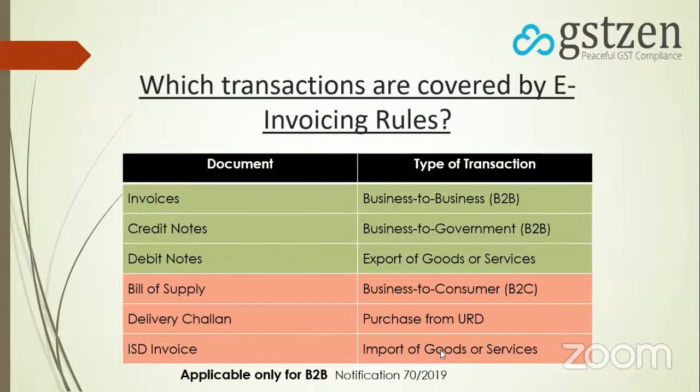Now, for which kind of transactions is it not applicable? That is business to customer, B2C. If you are selling to a non-registered person in India, that is a B2C sale, you do not have to generate it. You will not be able to generate the e-invoice itself. So e-invoicing is not applicable for B2C or any non-taxable supplies. That is your bill of supply, delivery challan, or an ISD invoice. Also in case of purchase from URD or import of goods or services.